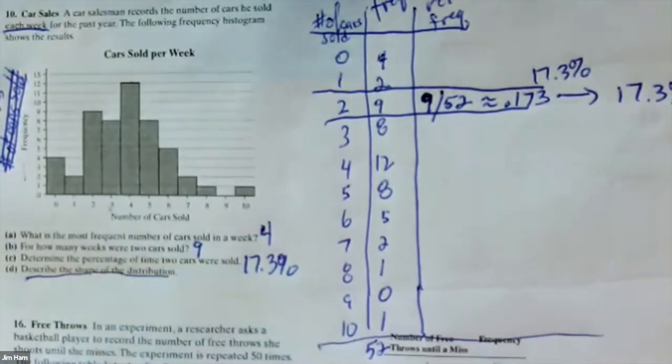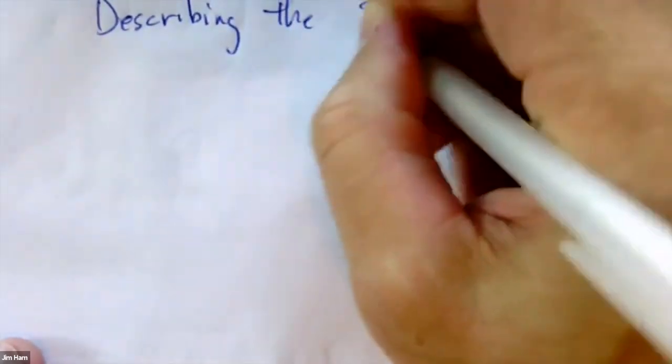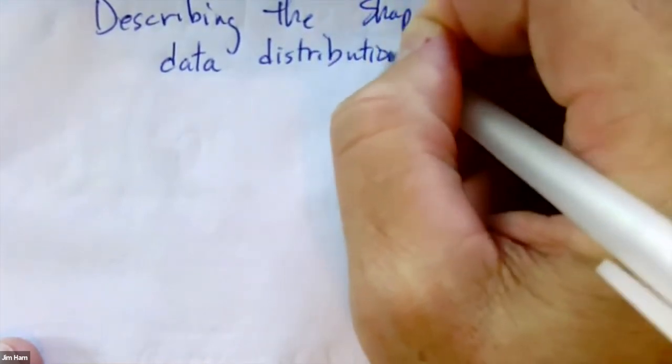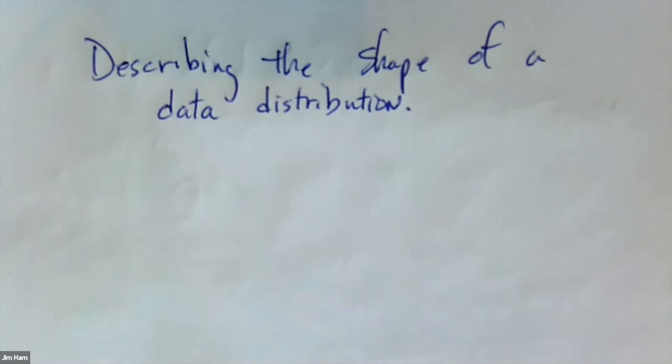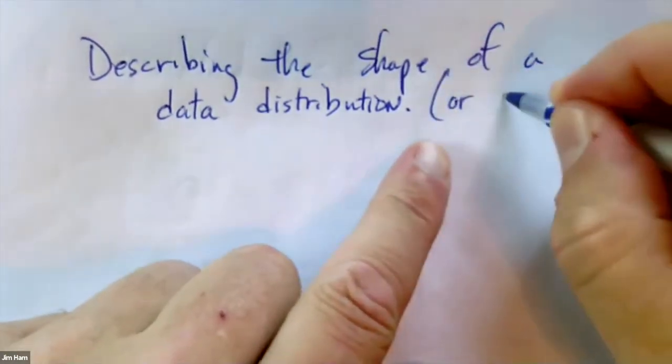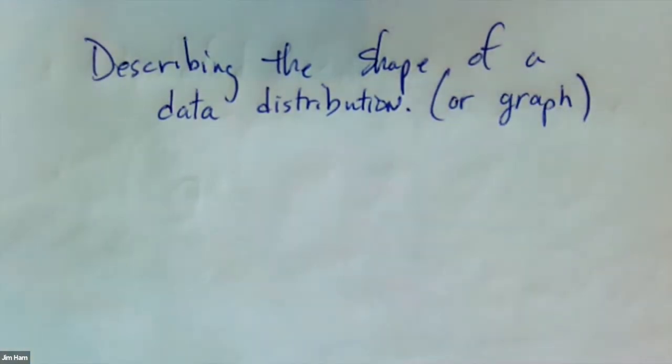All right, describe the shape of the distribution. What does the shape look like? All right, I want to give you some language so that you can talk about the shape. We're going to look at graphs, and we're going to say, oh, the shape is this. And when you hear that the shape is skewed left or skewed right or bell-shaped, you have a pretty good sense of what the distribution looks like. So describing the shape of a data distribution. Now the data distribution can be in a graph or it can be in a table.